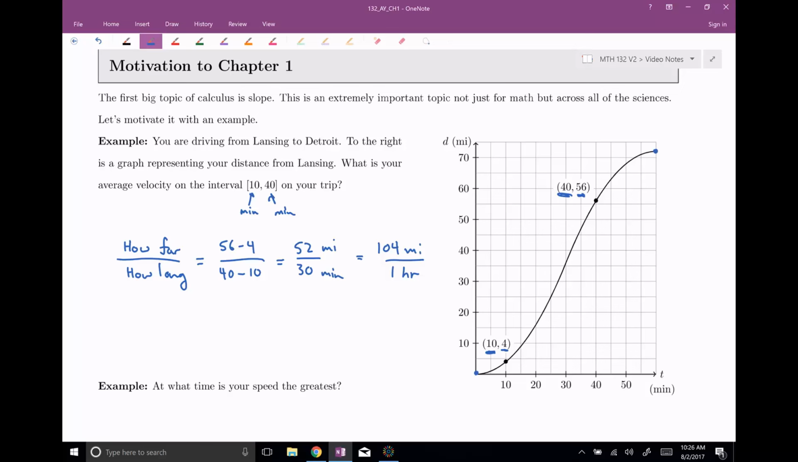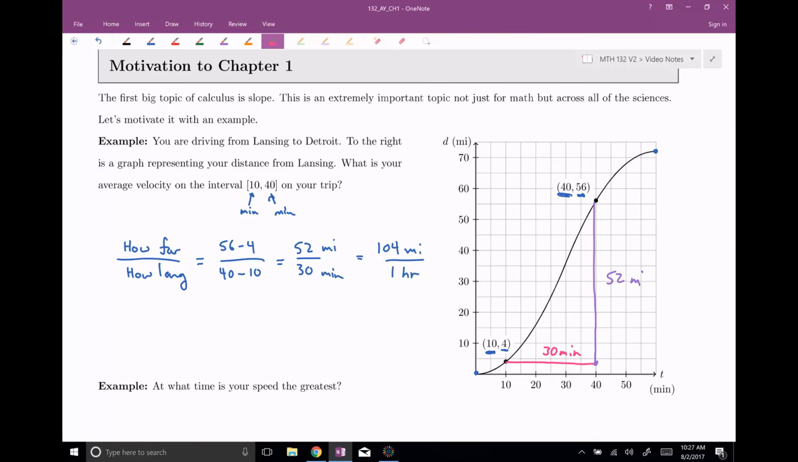All right, so we see again that this is somehow related to slope. In this case, we wanted to know how far. So it was this distance right here, that is the 56 minus the 4, that's the 52 miles. That's the height. And then how long, that's the run. So this is now moving over 30 minutes. You can see 10, 20, 30 minutes. So the slope idea, rise over run, actually gave us the average velocity.